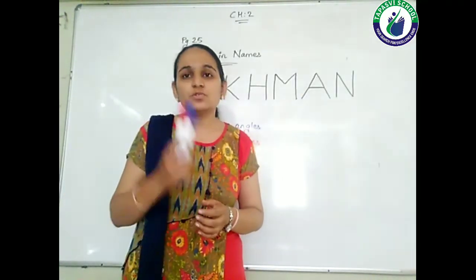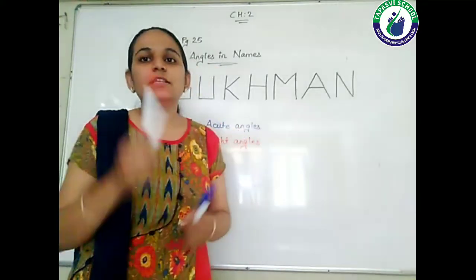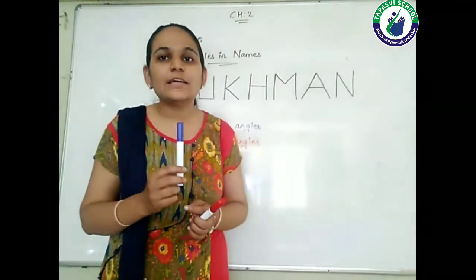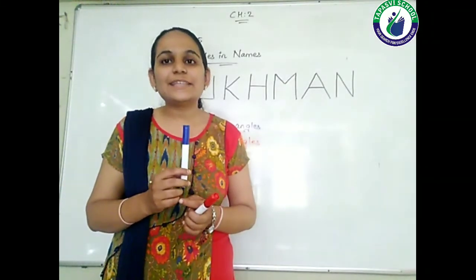So I'm going to use 2 different color markers. With the red one I will highlight the right angles, and with the blue one I will highlight the angles which are less than right angles.